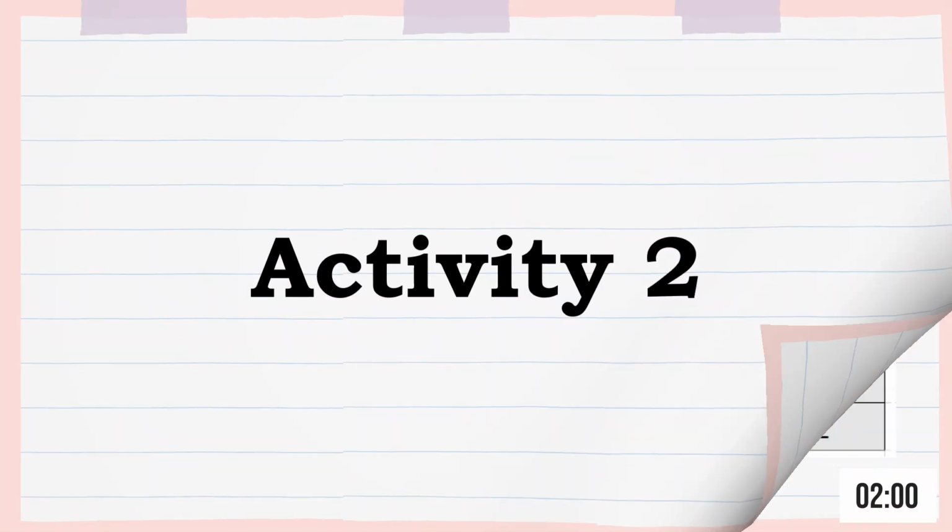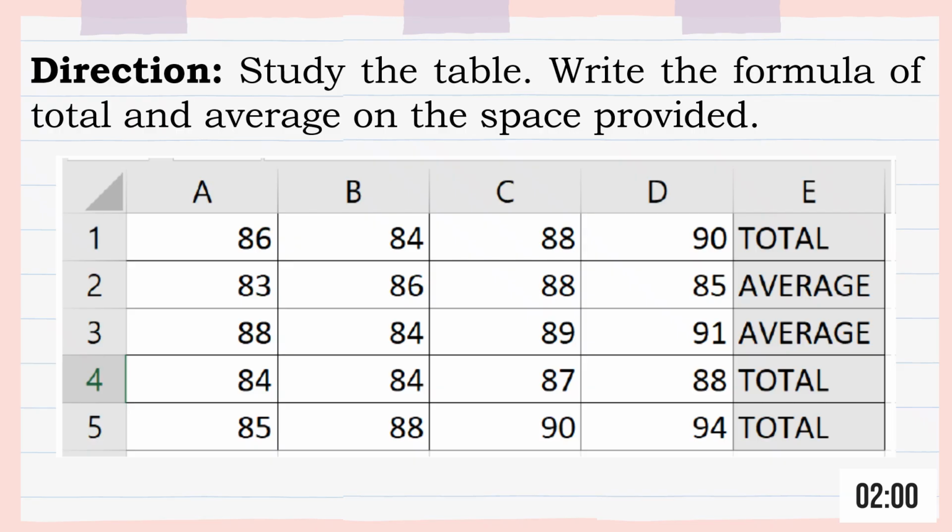Okay, for our activity number 2. Okay, this one. Study the table. Write the formula of total and average on the space provided. 2 minutes. Just write the formula. Okay, not the answer, not the result, but the formula. Write it in your TLE notebook, answer only.